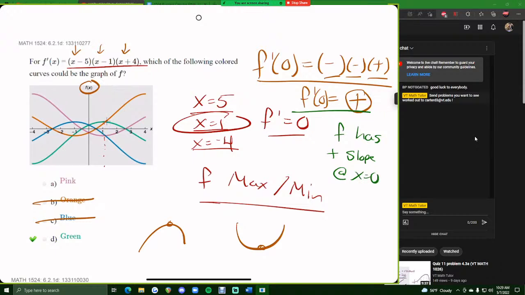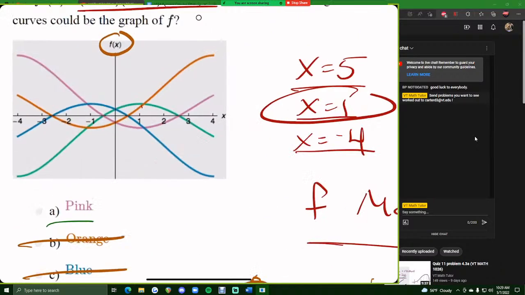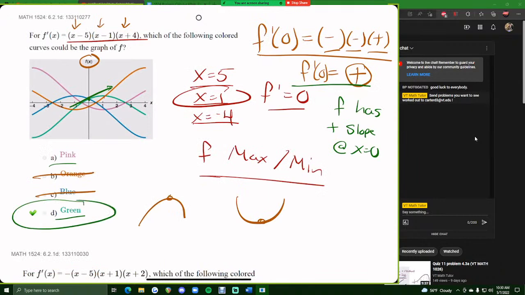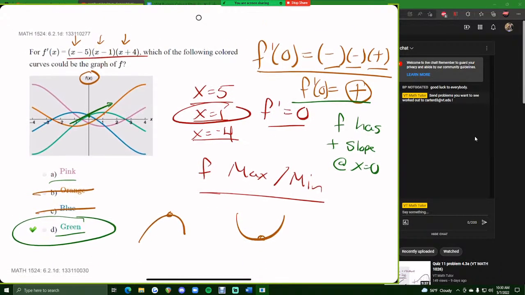Where is x equals 0? X equals 0 is right in the middle. It's right along the y-axis. Can't draw a straight line, but you get the idea. So right in the middle, between pink or green, which one has the positive slope? Pink has a very negative slope in the middle, and green has a very positive slope in the middle. Therefore, green is our answer here.